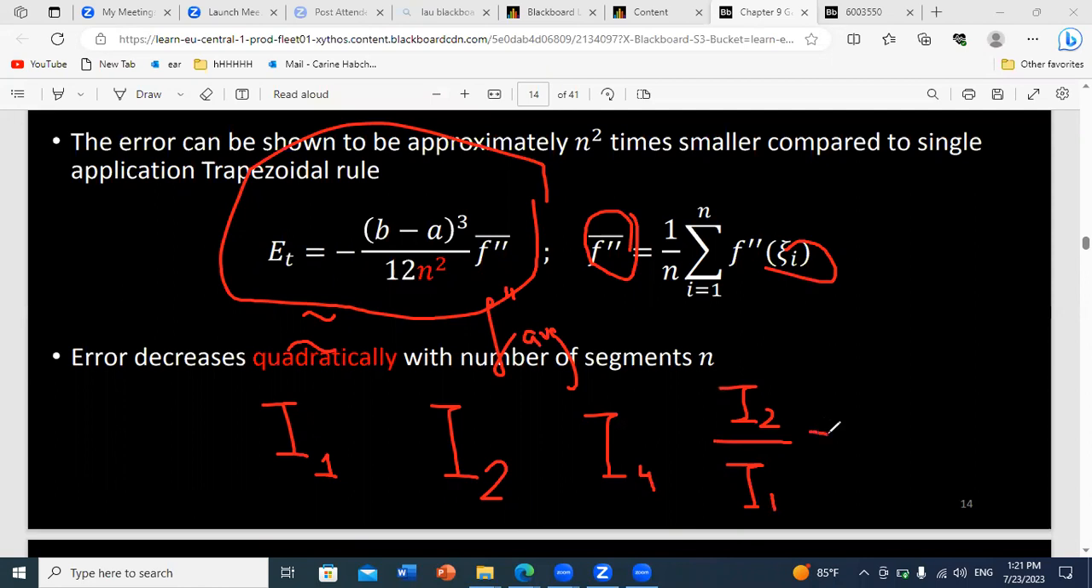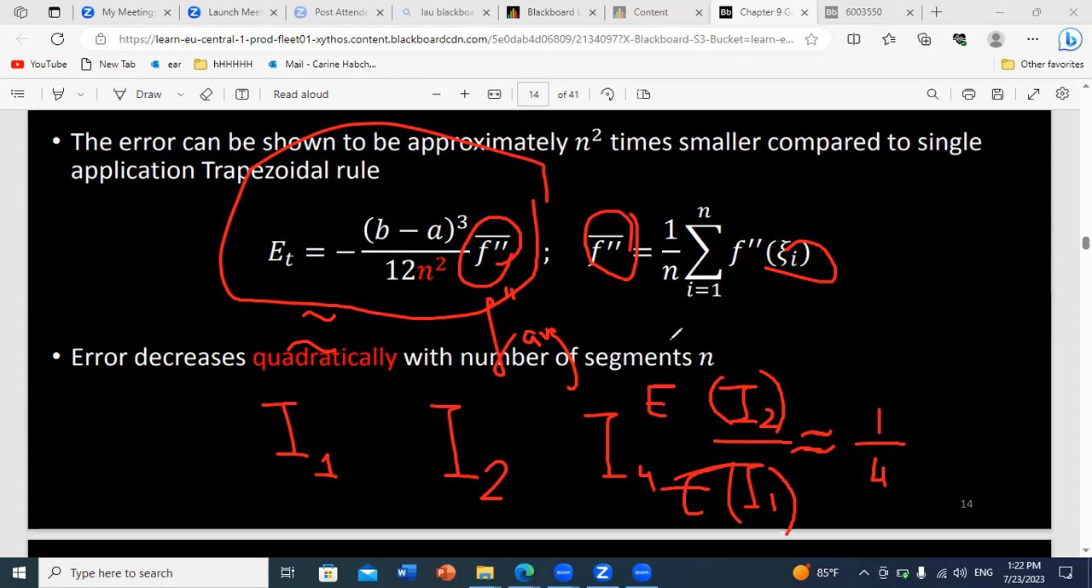the error in computing I2 over the error in computing I1 is approximately equal to 1 over 4. Okay, why do I say approximately first? Because as we said, we don't know how to calculate this exactly. We want to get an estimation for it. So we estimate it with the second average.